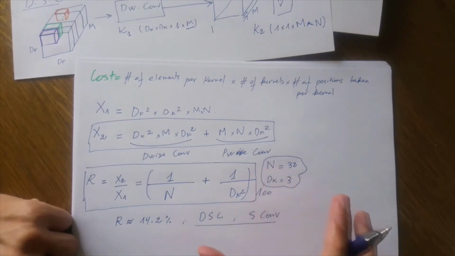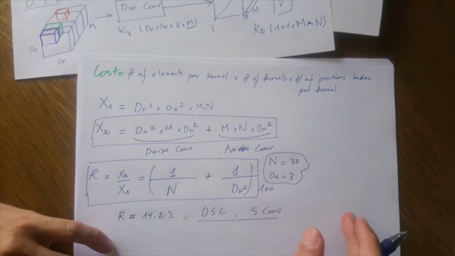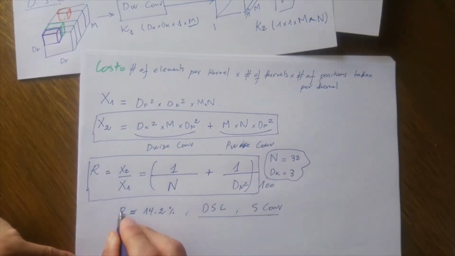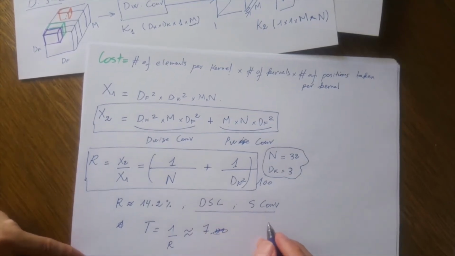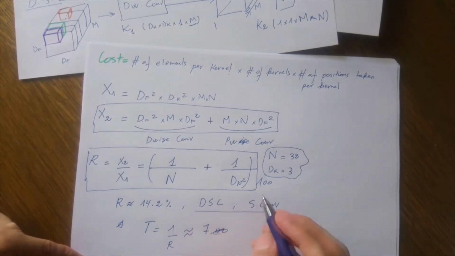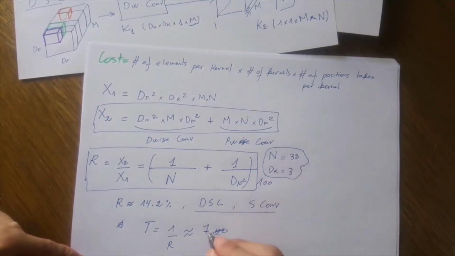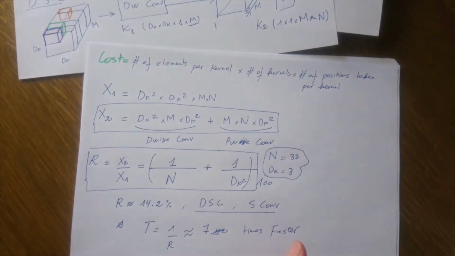So to get a better idea about the computational gain we have, let's divide by r. So let's consider that t is equal to 1 divided by r. So this is equal approximately to 7. Well, it's 7.02, something like that, but just consider that it's 7. So this means that the depthwise separable convolution in this particular case is 7 times faster than the standard convolutions, which is quite useful.